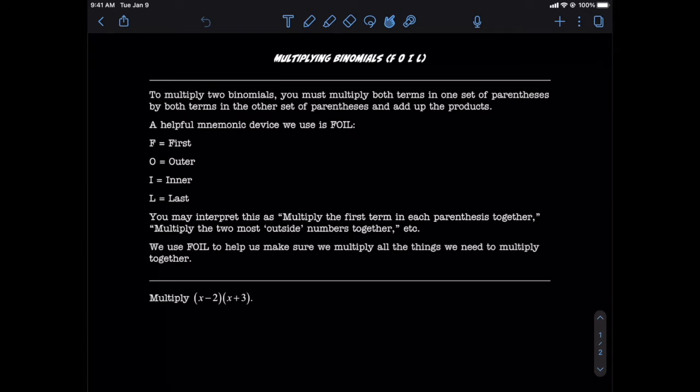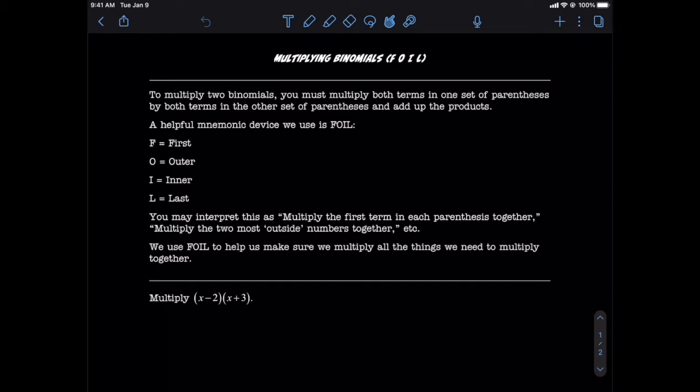multiplying binomials. Now, this skill goes by a few different names besides just multiplying binomials. You may have heard it referred to as foiling or double distribution. Regardless of the name that you learned, the skill itself is going to remain the same. In order to multiply two binomials together, you need to multiply both terms in one set of parentheses by both terms in the second set of parentheses, and then add all the products together.